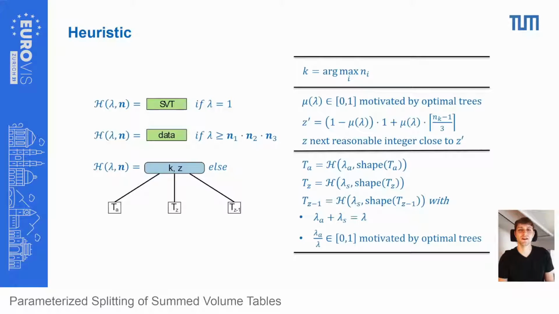With k and z defined, the shapes of the subtrees are known, and the heuristic can be used recursively to populate the subtrees. However, we still have to define control parameters lambda_a and lambda_z for the heuristic's invocation. By requiring that lambda_a plus lambda_z equals lambda, we ensure that the final parameter tree does not require more than lambda fetches. The ratio of lambda_a to lambda one aims for, again, is determined by fitting a function to small-scale optimal parameter trees. Please refer to the supplementary material of our work for more details about the fitting functions.